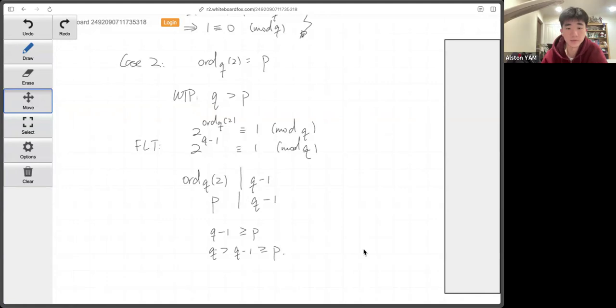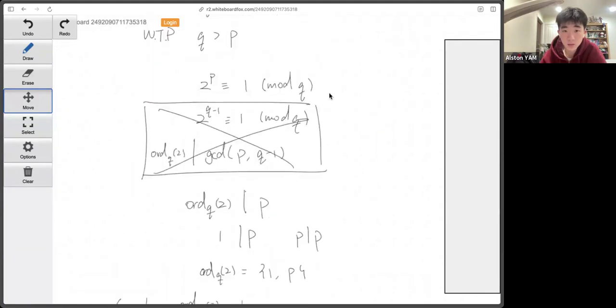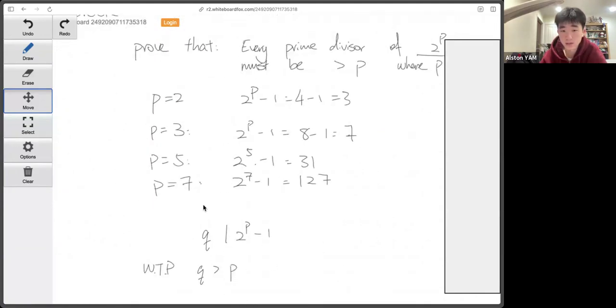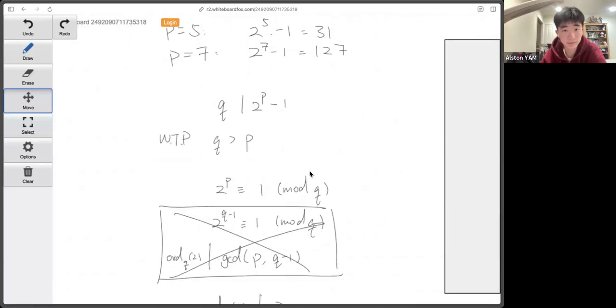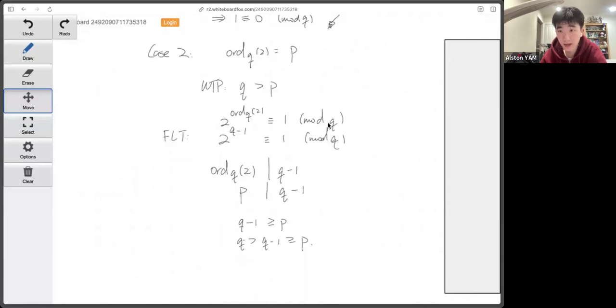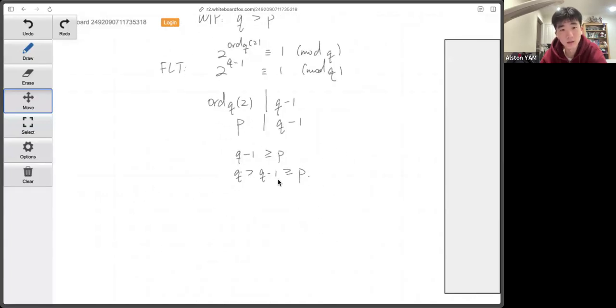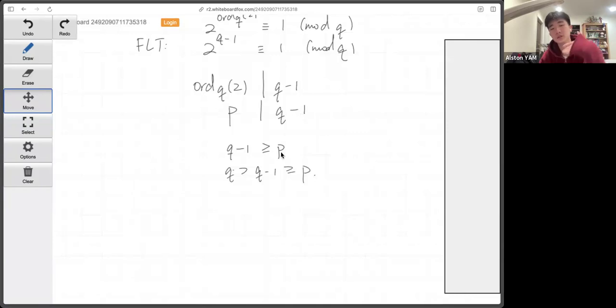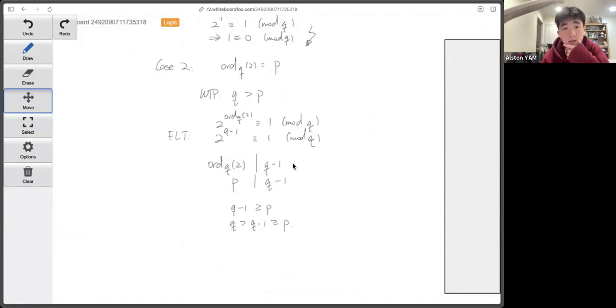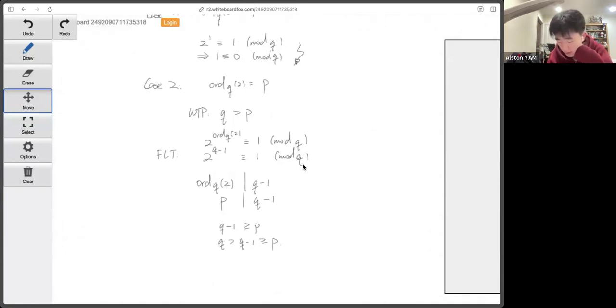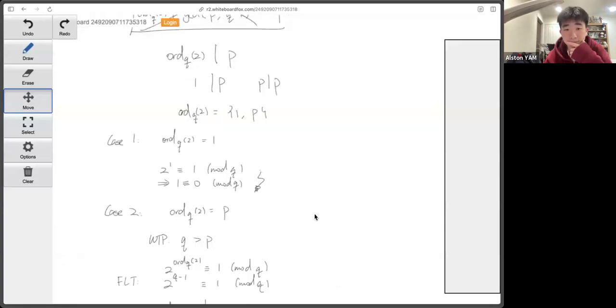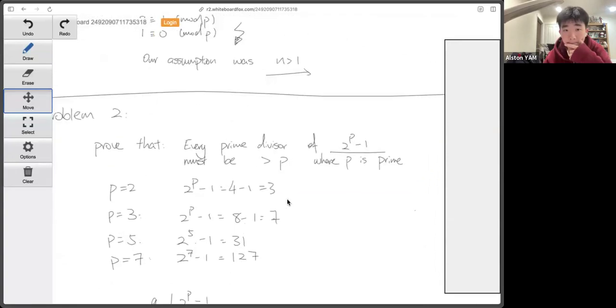And if we go back to what we had before, we had that q was a prime divisor of 2 to the p minus 1. And through just our deductions here, we have arrived that q is actually just greater than q minus 1, which is greater than or equal to p. Okay, so we've done the 2 cases and we are actually done with the problem.